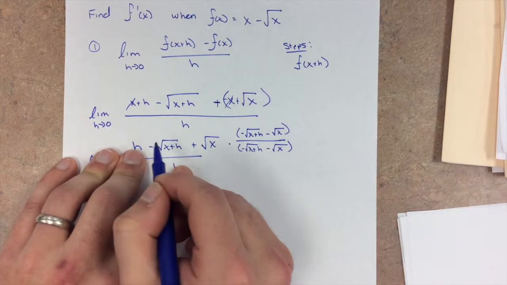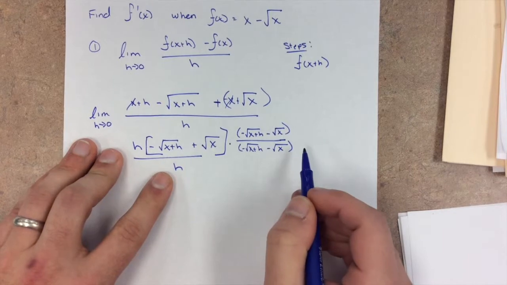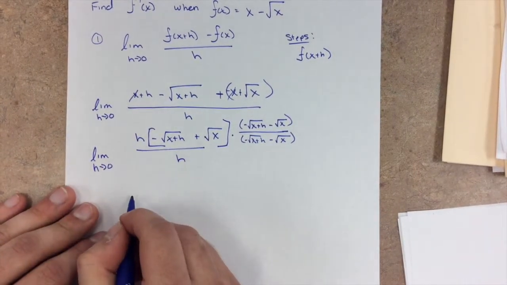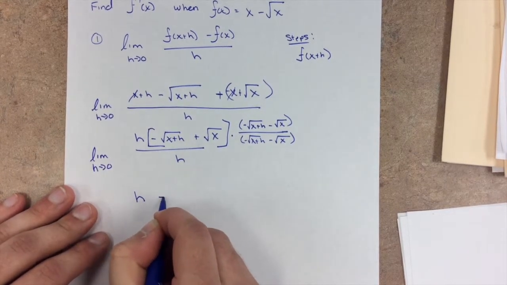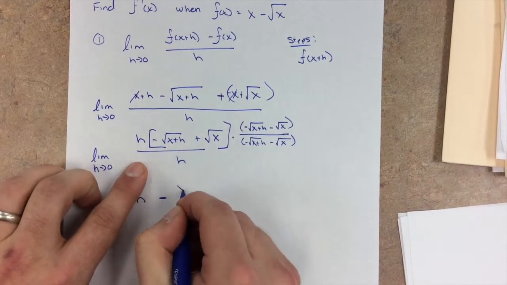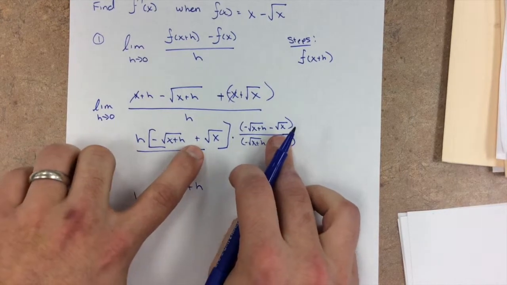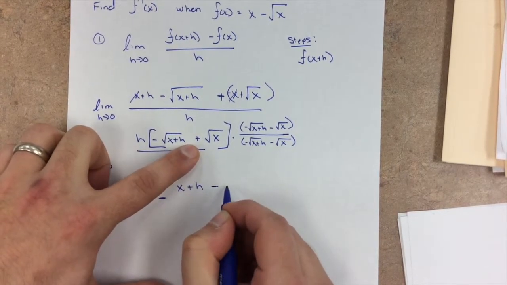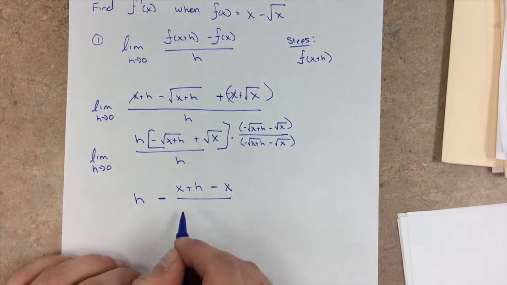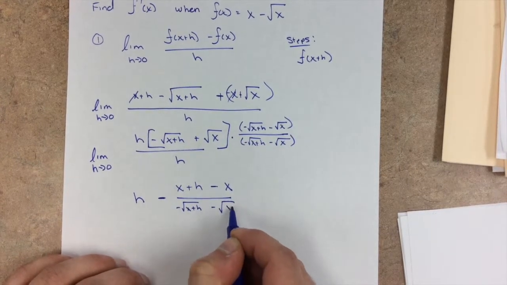And really we're just multiplying this quantity right here by 1. So we're not changing anything. So what happens? Well, by design, we're going to have these two multiplied together. We get x plus h. Middle terms cancel out, so these multiplied together minus, all over negative square root of x plus h minus square root x.